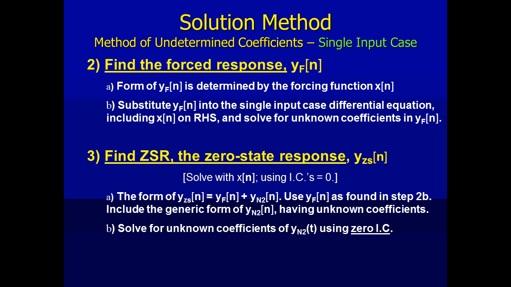No. We're looking for this K2, which will give me the natural response piece that's part of the zero state response. And I'm going to need that information so that I can take this zero state response for the single input case and make it the zero state response for this one. I've got to get rid of all the unknowns.